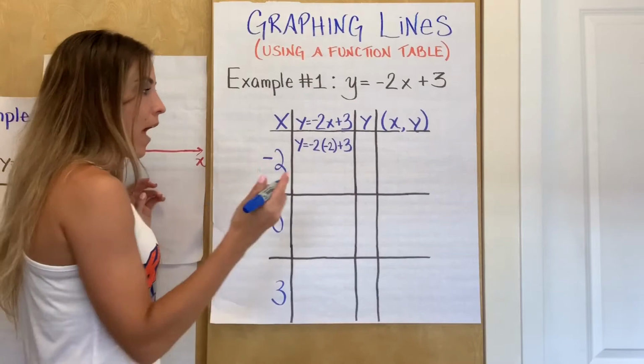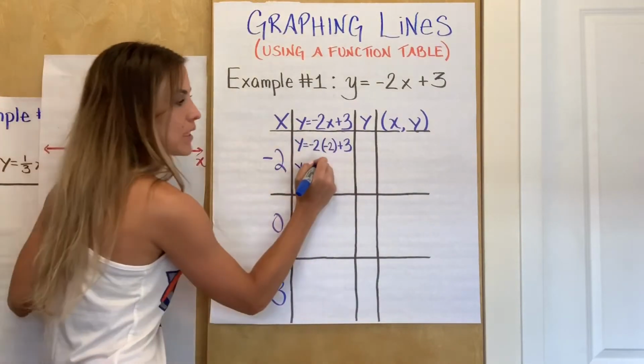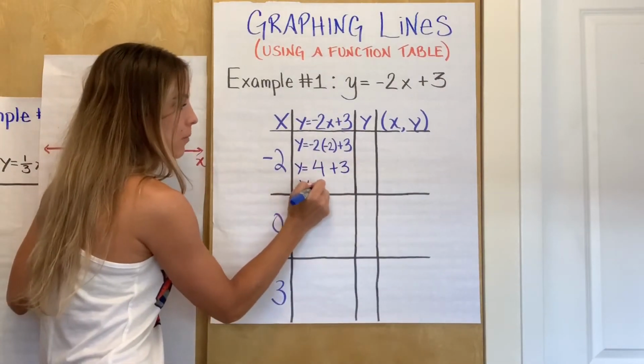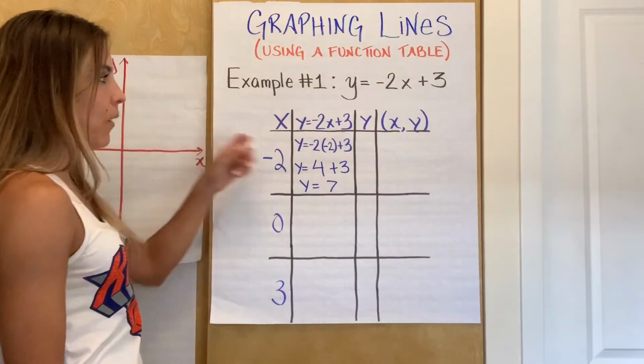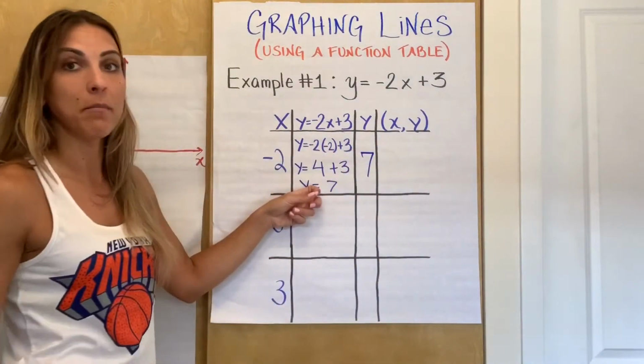Now we're going to do the math. Multiplication comes first, so negative 2 times negative 2 is positive 4. I still have my plus 3. Then I add 4 plus 3 and I get 7. I know that when negative 2 is my x value, 7 is the output. 7 becomes the y value.